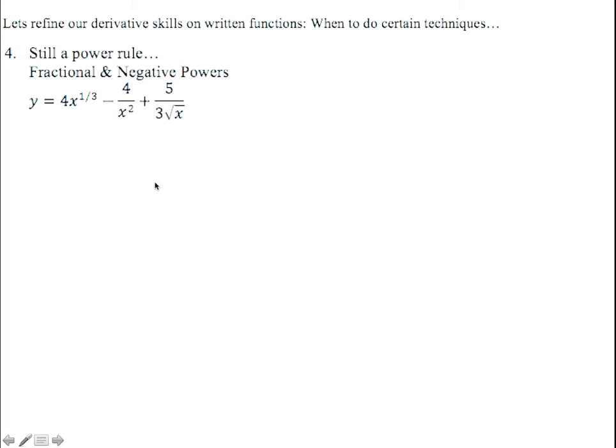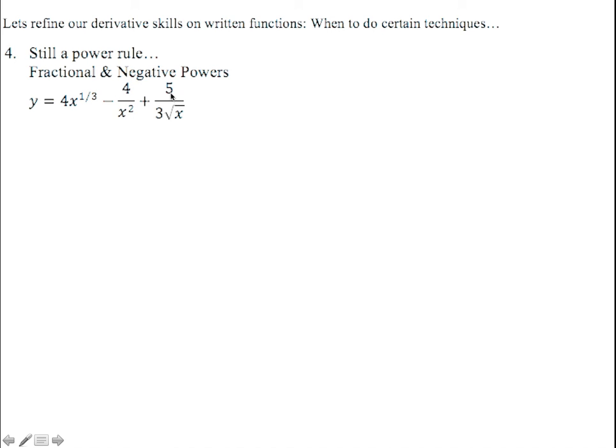Okay, so for number 4, we're kind of upping the ante here. We're getting to more complicated expressions. These are no longer polynomial in nature because they're no longer integer powers of x and positive powers of x. But we can still use the power rule. That's the nice thing about the power rule: you're just subtracting 1 from the power and bringing that little power down, multiplying it by the coefficient. So what we need to do is rewrite all of these so that we don't have these fractions here.